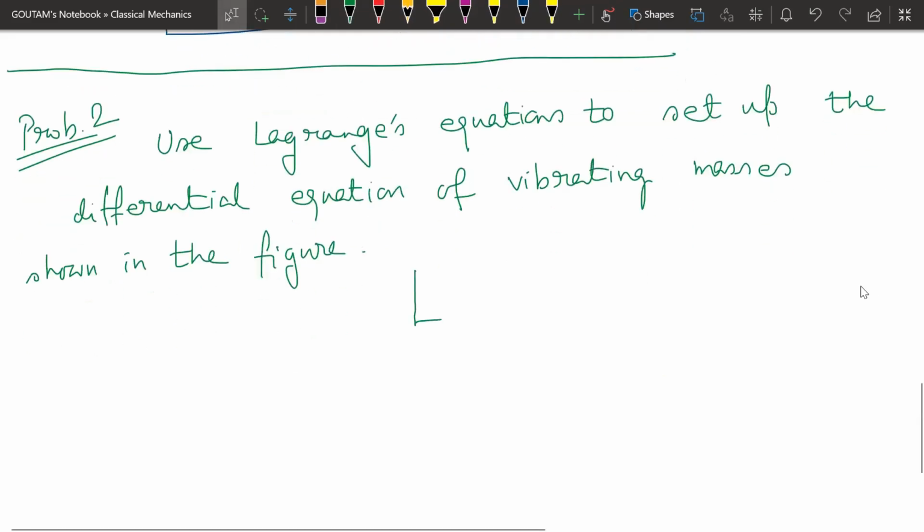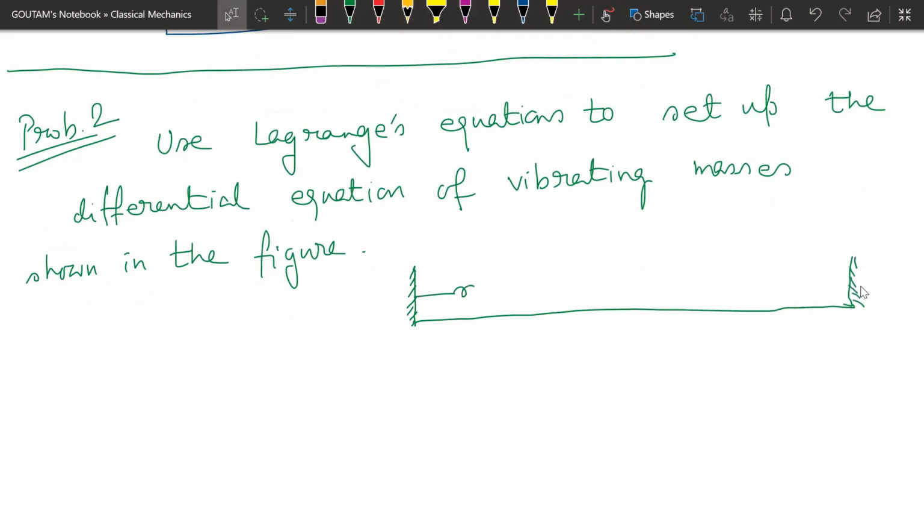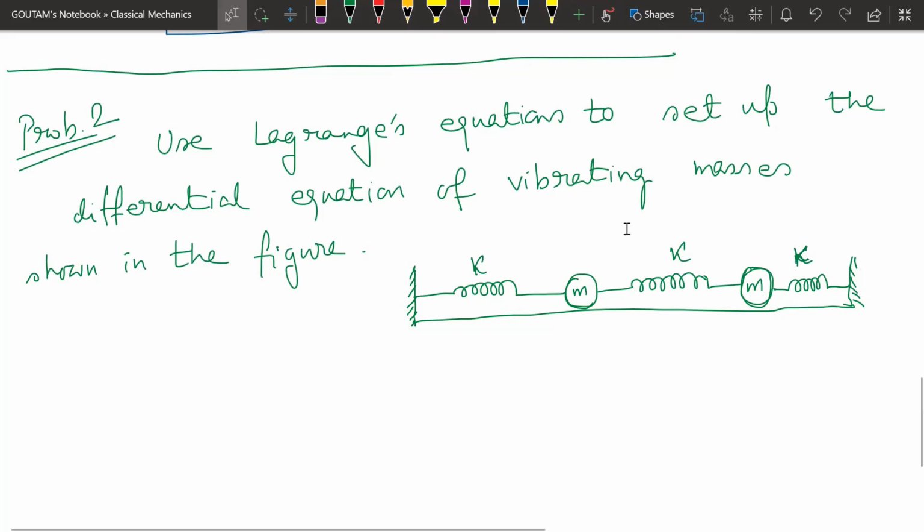And the figure is like that. So these are rigid walls, and there is one mass, and there is a spring in between, there is another mass, and there is a spring connected to the wall. So these are all equal masses. Let's take M and M, and the spring constant of every spring is K. Okay, so this is our system.